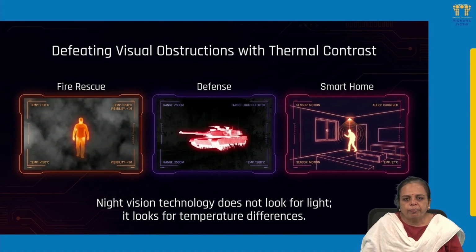And that is a positive point of this IR spectroscopy. Whatever the visuals or whatever the obstructions are there, they do not affect the thermal camera when the radiation is going on, because it looks at the temperature differences. That is the reason this IR spectroscopy is more important.